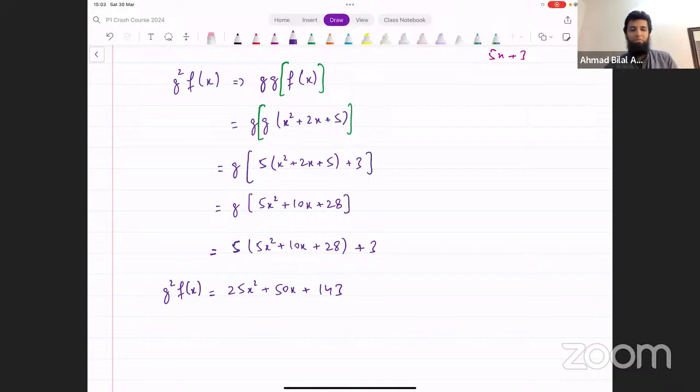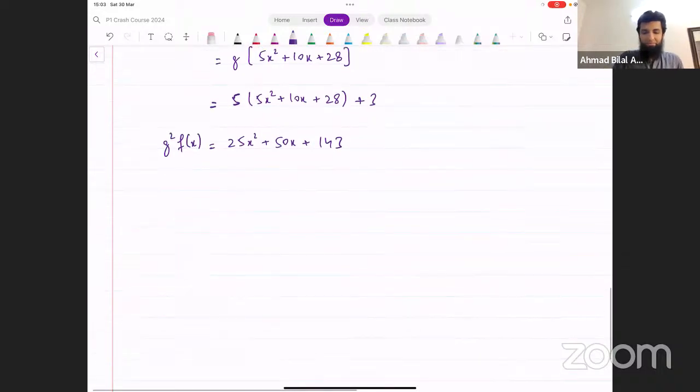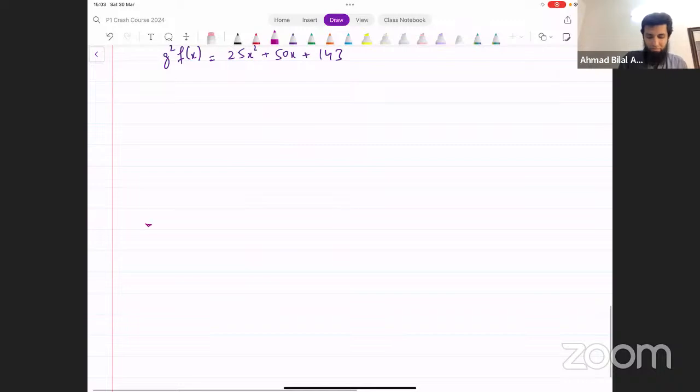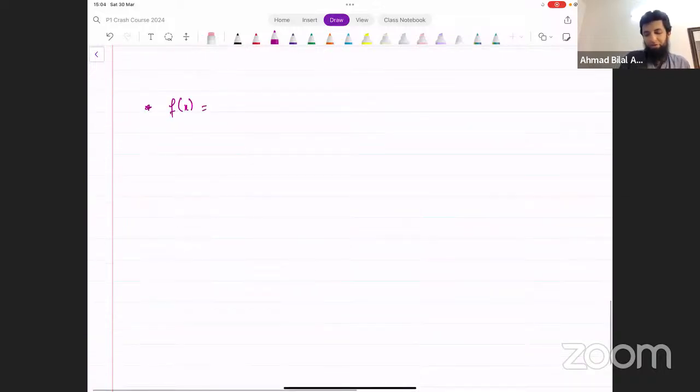Okay, so that makes sense. Let's have a look at one more example. Now, let's say you have a function of this form. This is something that you'll also see sometimes in some of the recent past papers. Let's say you have a function that looks like this, 2x plus 3.